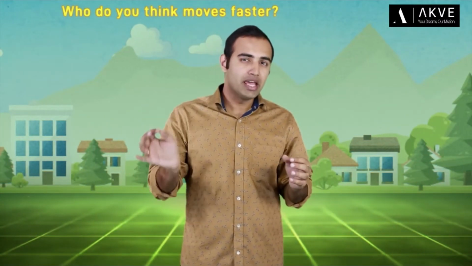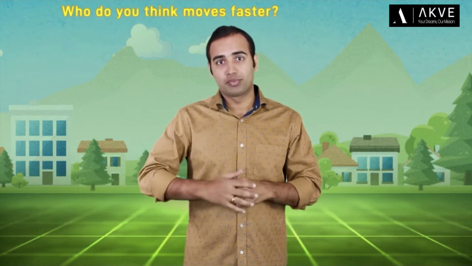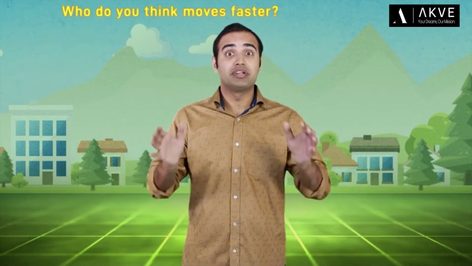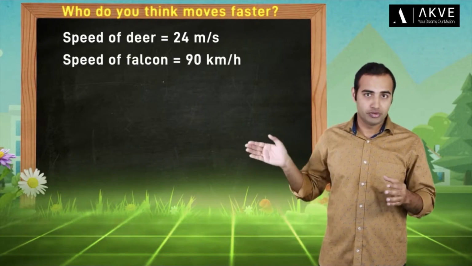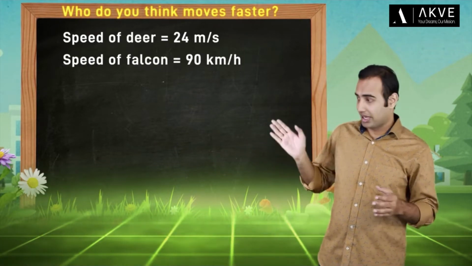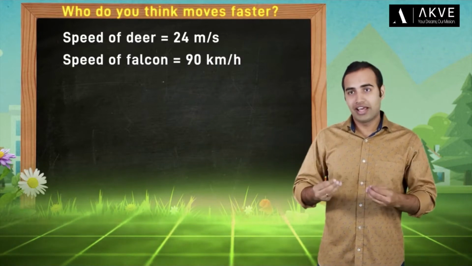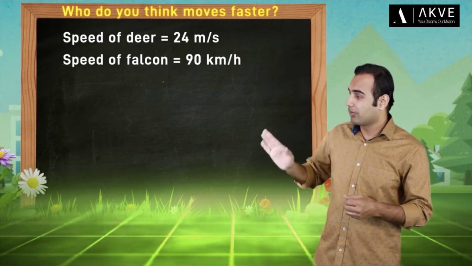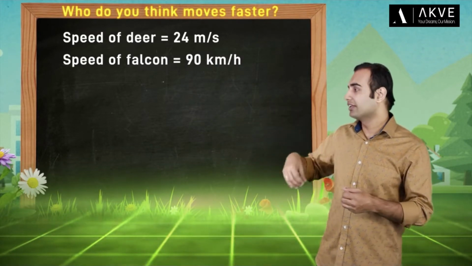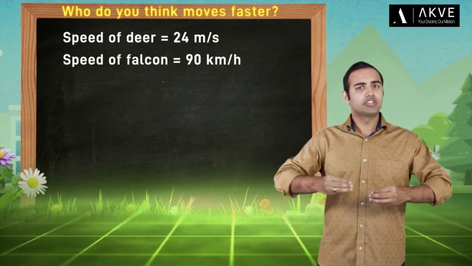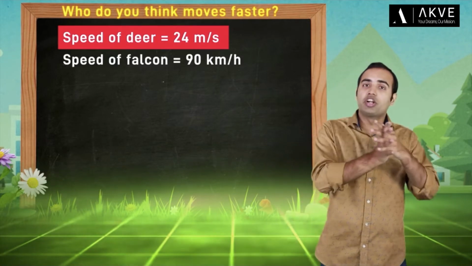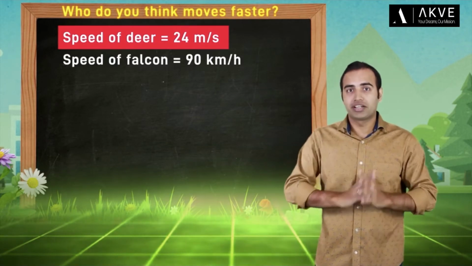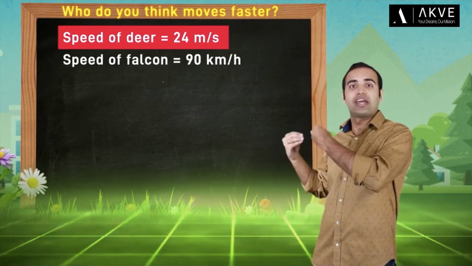So guys, to be able to compare the two speeds given in the problem, I need to have them in the same units. So I can either change the speed of the deer from meters per second to kilometers per hour and compare it with the falcon, or I can change the speed of falcon from kilometers per hour to meters per second and then compare it with the deer. For this problem, I'll change the speed of deer from meters per second to kilometers per hour. But as far as you are concerned, you can do it the other way as well.